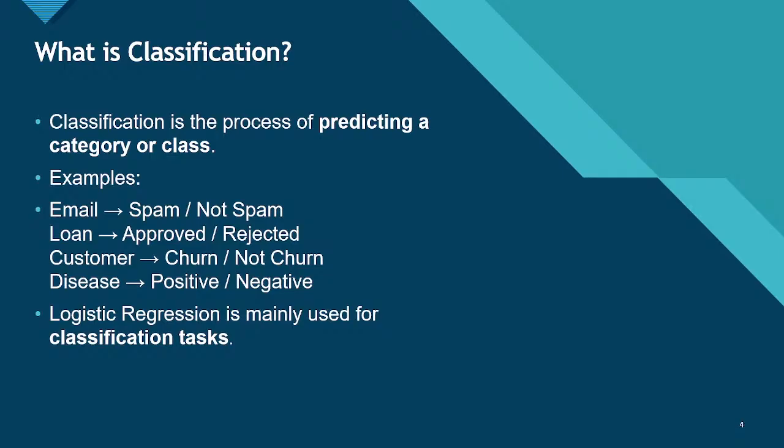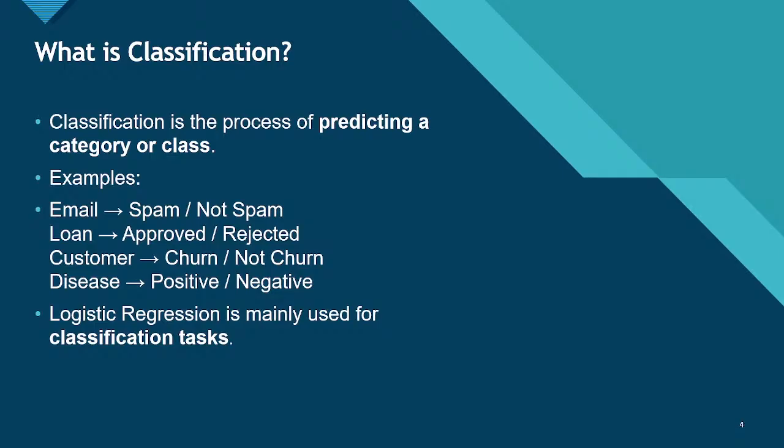The fourth one is disease prediction: the disease is positive or negative. In healthcare, classification models are used to help doctors predict whether a patient has a disease, for example diabetes prediction, cancer detection, and others.